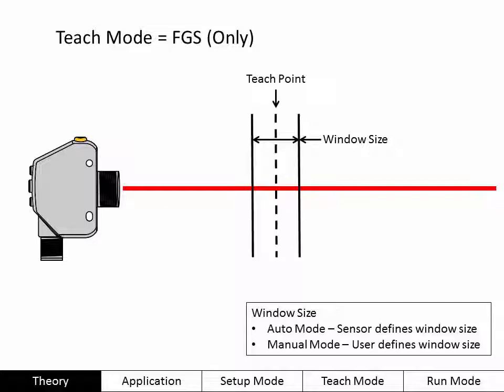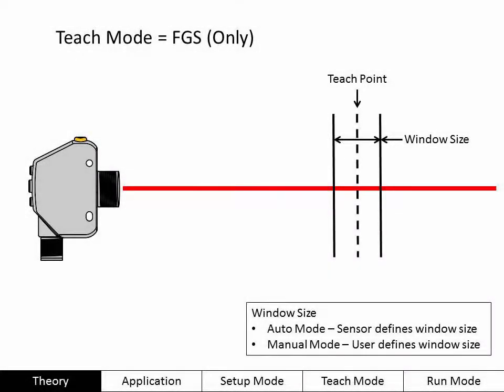By default, foreground suppression window size changes depending on the taught target distance. This new setting now allows a user to set a fixed window size.